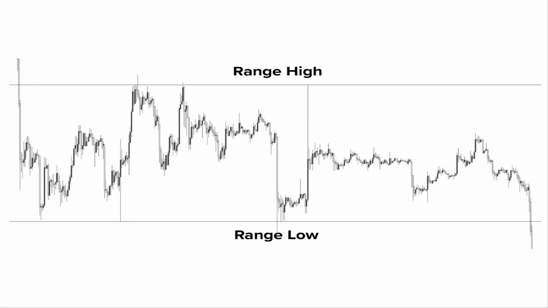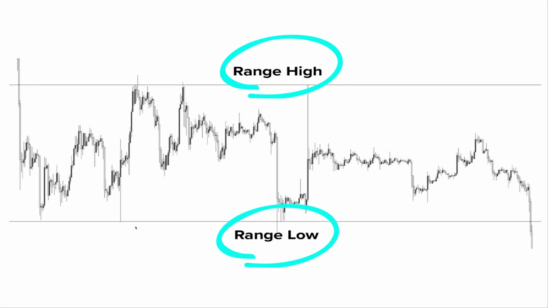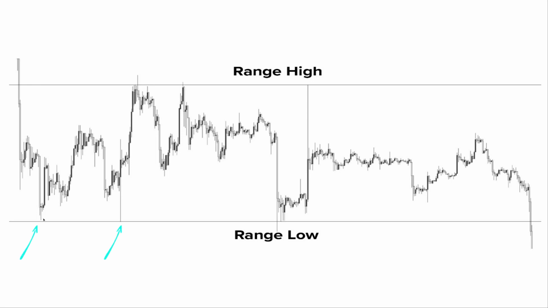Here we have a simple chart, and we can see that we have a range high and a range low. Now, if you remember, we have buyers in our demand zone at a range low, and we have sellers in our supply zone at a range high. These horizontals on the top of the range and on the bottom of the range are going to define our area where price is ping-ponging back and forth between the buyers and the sellers.